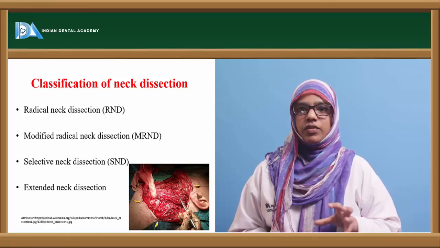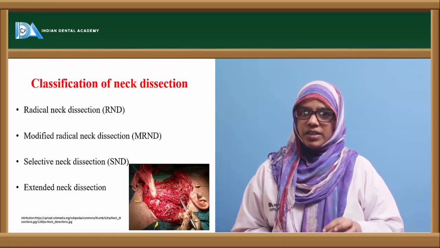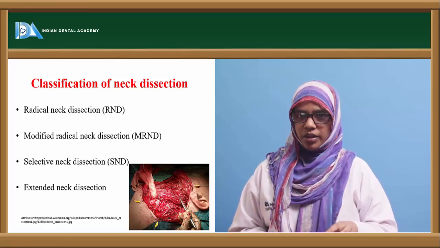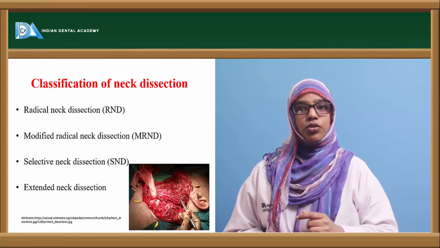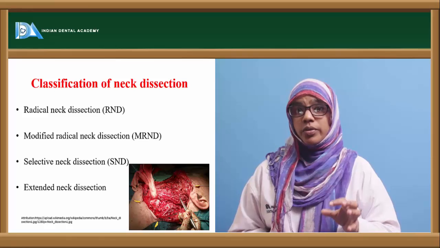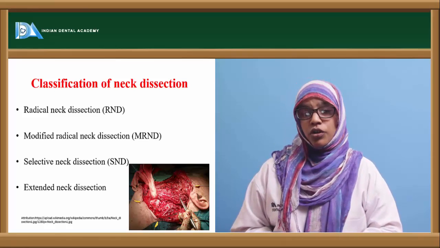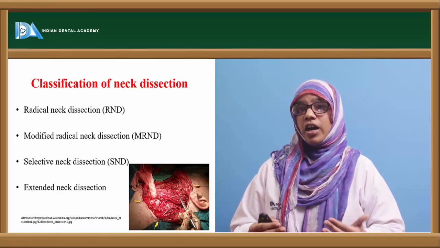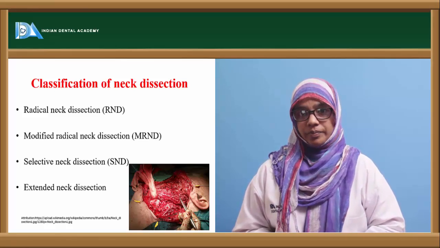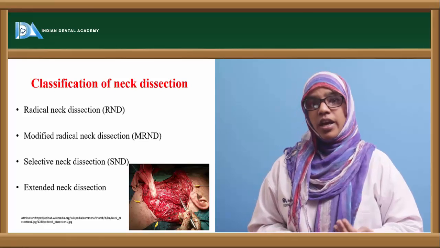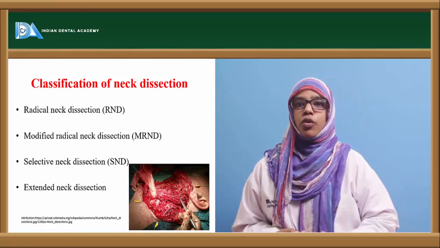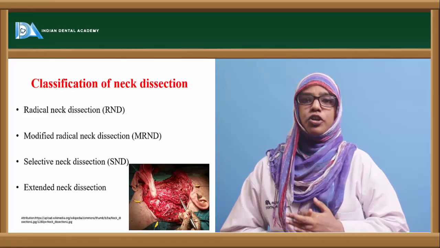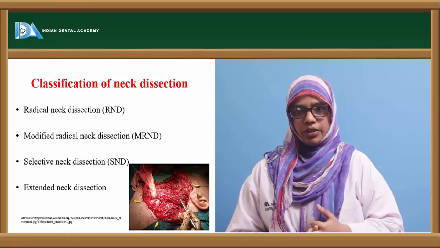Now, selective neck dissection. Basically you remove the area of the tumor and selective lymph nodes, not all the lymphatics. You will try to preserve the lymphatics also. You will just remove those selective lymphatics which have higher chances of becoming metastatic. And you will try to preserve all the non-lymphatic structures, that is spinal accessory nerve, internal jugular vein and sternocleidomastoid. You will not remove them.